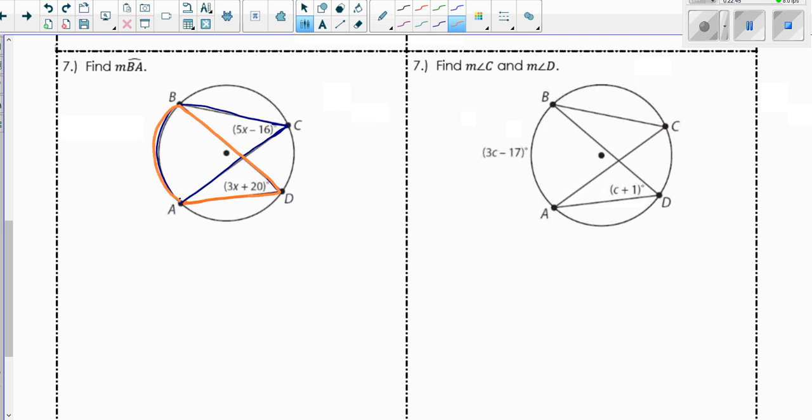So if they open up to the exact same arc, so think about this, if this was 100 degrees, let's say, then this would have to be 50, and so would this, which means that those two angles have to be congruent to one another. I don't know what their numbers are yet, at least, until I figure out x, but I do know that they have to be congruent to one another. So that means that I can say that this angle of 5x minus 16 has to be equal to 3x plus 20. Okay, this would be a good place to pause, finish this angle, and then go back and find the measure of arc BA.